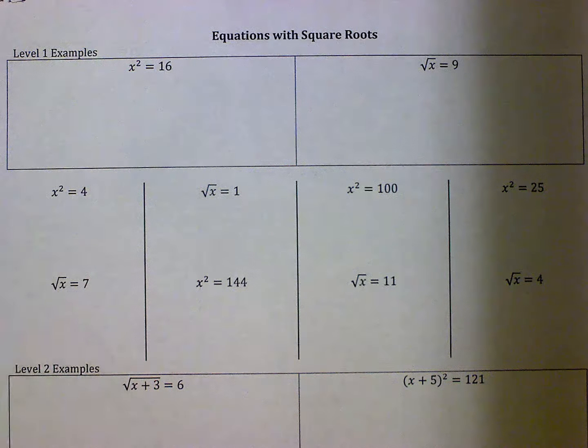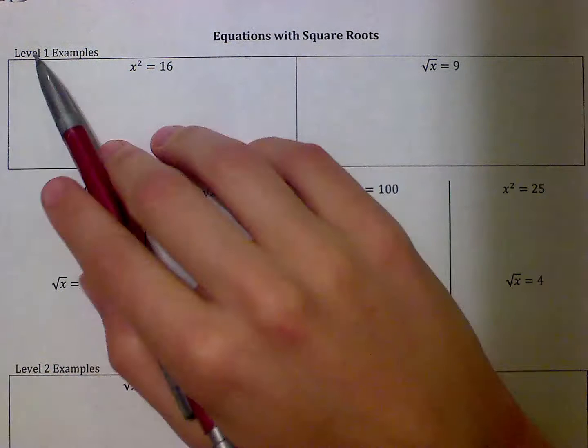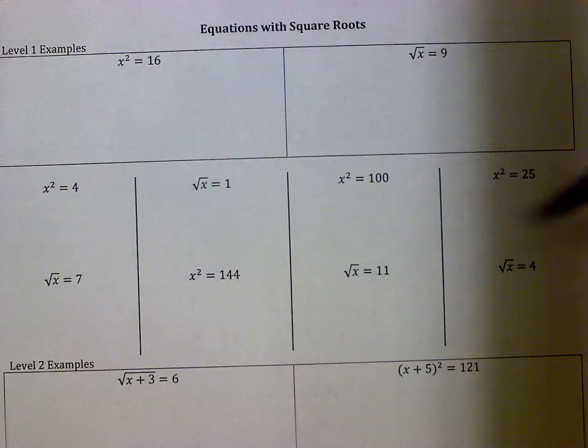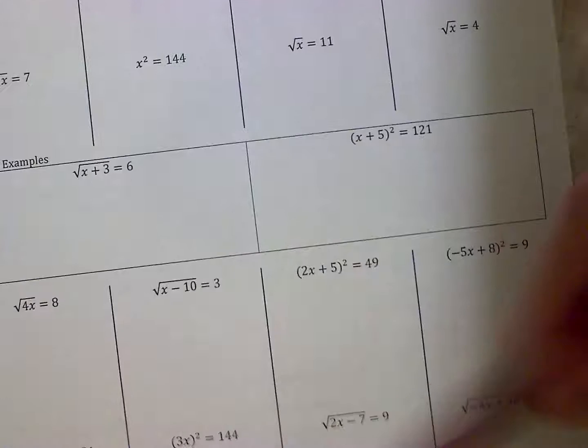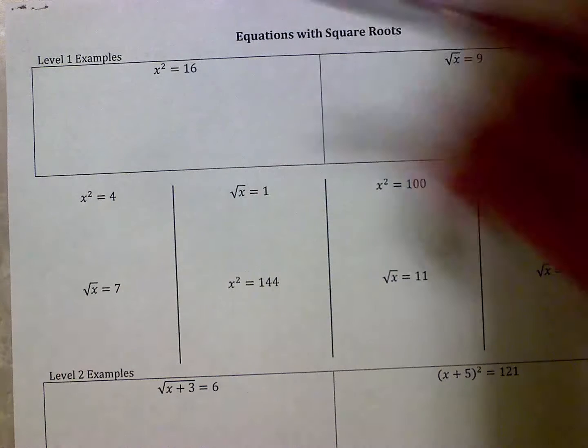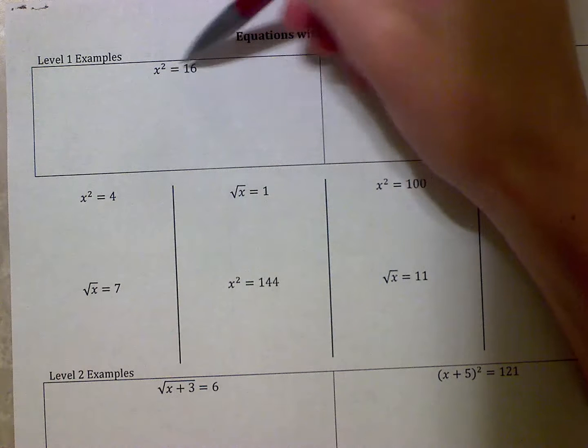Now I'm on the next page that says equations with square roots. So let's start with level 1. I'm going to do these two examples and then you're going to try these, right? And then I'm going to do these two examples and you're going to try these and so on. Okay, so first, this says x squared equals 16.